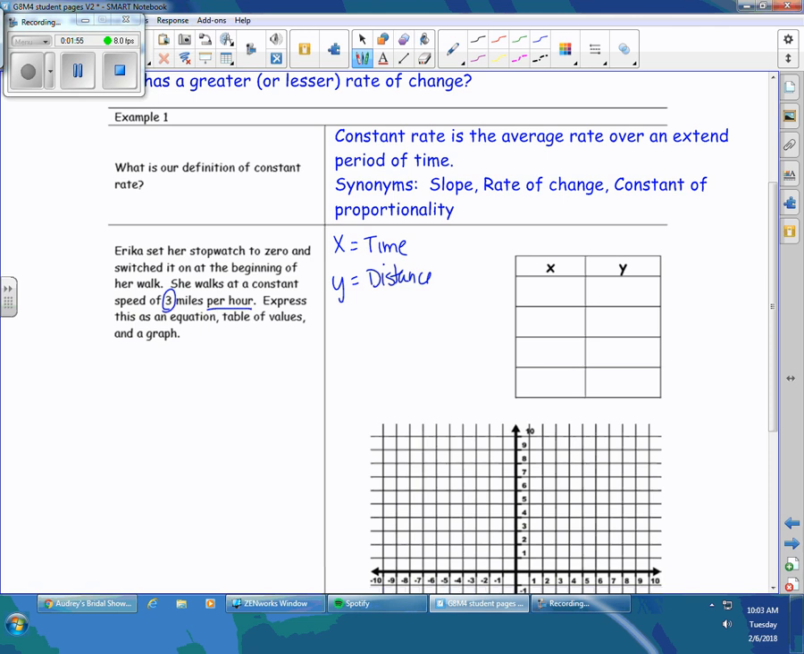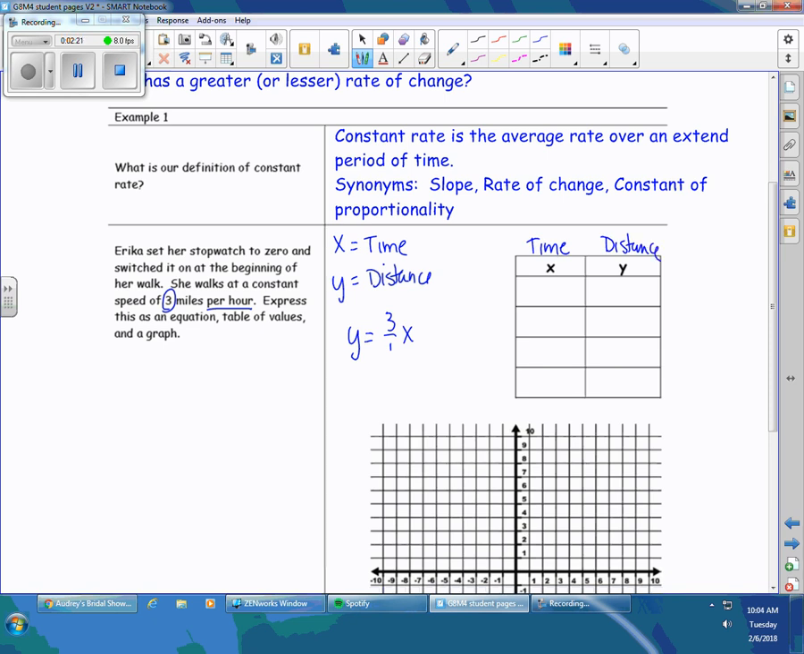So distance over time, remember this, 3 over 1. So our rate of change is 3. If I were putting this in an equation, I would say y, total distance, equals 3 times the amount of time you're traveling. So this is my time. This is my distance.